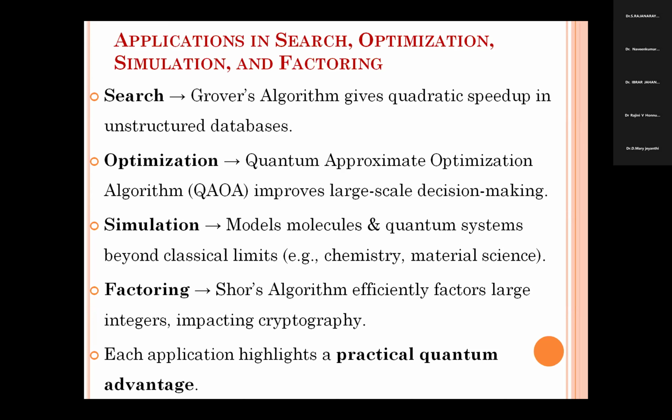Then factoring, performed by Shor's algorithm. Peter Shor's algorithm efficiently factors large integers, impacting cryptography. Large integers and impacting cryptography. Right now, RSA and public key cryptography systems, all those cryptographic algorithms, are affected by Shor's algorithm. Each application highlights practical quantum advantages.